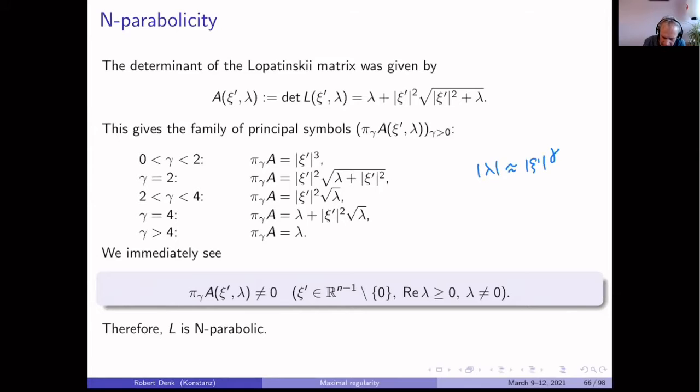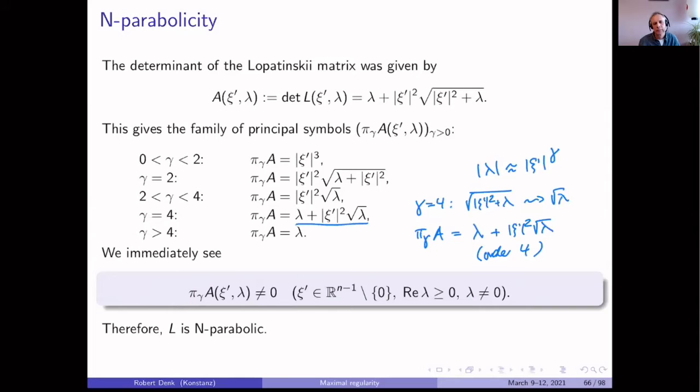So let me, for instance, consider this case here, the case gamma equal 4. Then we omit lower order terms. So we have the square root of psi prime squared plus lambda. Lambda has order 4 now, but psi prime squared has only order 2. So omitting the lower order term means this is just the square root of lambda. And altogether, the principal part is the first part, which has order 4, plus psi prime squared times the square root of lambda, and the order of all this is 4. And this gives me the principal part. And I do this with all weights. It's easily seen that there are only finitely many possible results for the principal symbol. And you can see this list of principal symbols here.